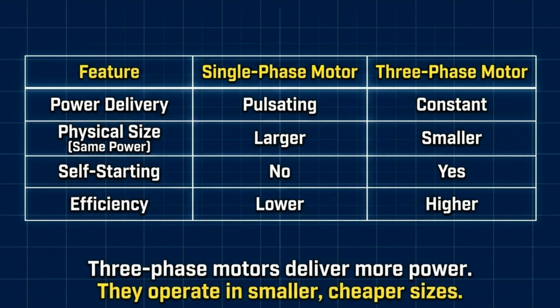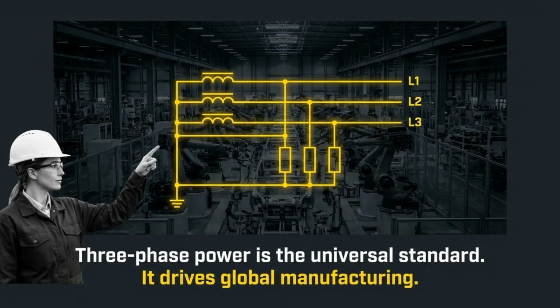Compared to single-phase motors, three-phase motors are more efficient, self-starting, and can be built in smaller, more economical sizes for the same power output. Today, three-phase power is the universal standard for industrial applications. It is the reliable backbone that drives global manufacturing.